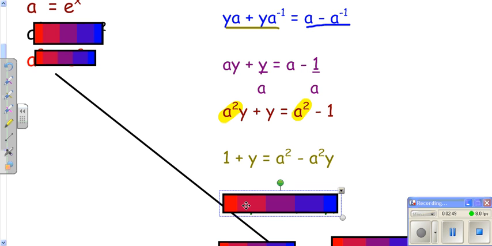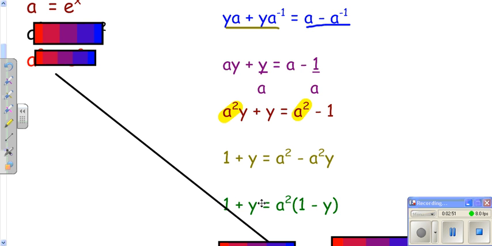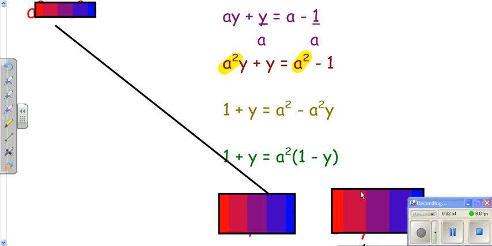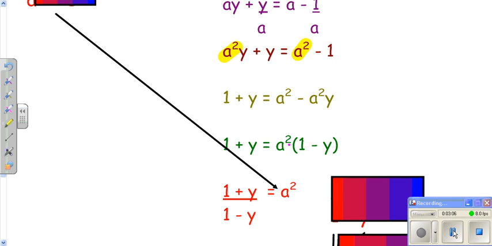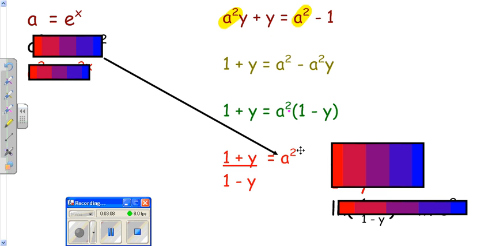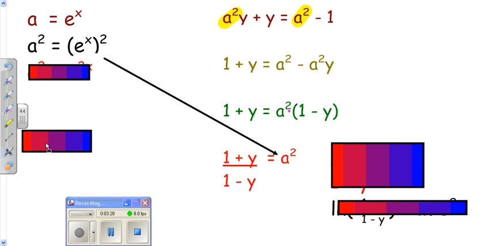Now I'm going to go ahead and pull out an a squared. So now I have an a squared times something. So to get a squared by itself, all I have to do is go ahead and divide. Now to finish this, we really have two options. We could go ahead and take the square root of a and then substitute in. Or, since we're looking for an a squared, and I know that a is e to the x, I could just square the left side, which means I'd also have to square the right side.